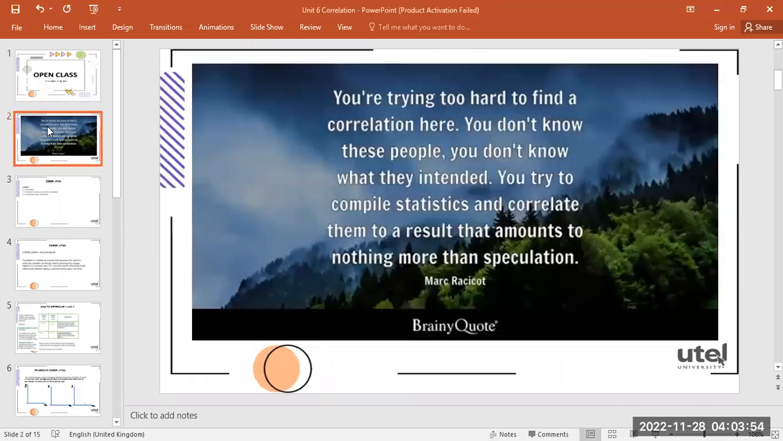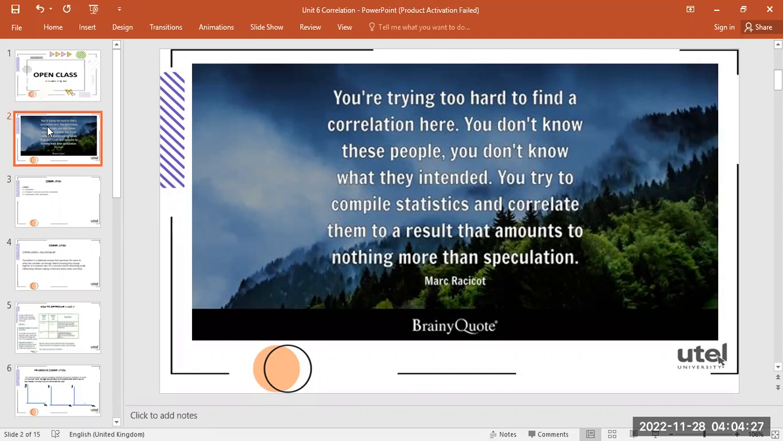here is a quote by Mark Redfield, gotten from Brainy Quote. He said, "You are trying too hard to find a correlation here. You don't know these people. You don't know what they intended. You tried to compare statistics and correlate them to a result that amounts to nothing more than speculation." That's Mark Redfield. So I think that's food for thought for you. Try and ponder deeply and see if you can make sense out of this quote.